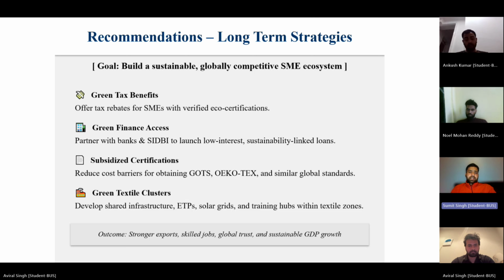We also emphasize the need for robust monitoring and evaluation. All government-funded schemes should be audited annually with metrics tracked in real time using smart dashboards. Without transparency, policies often fail to deliver lasting impact.